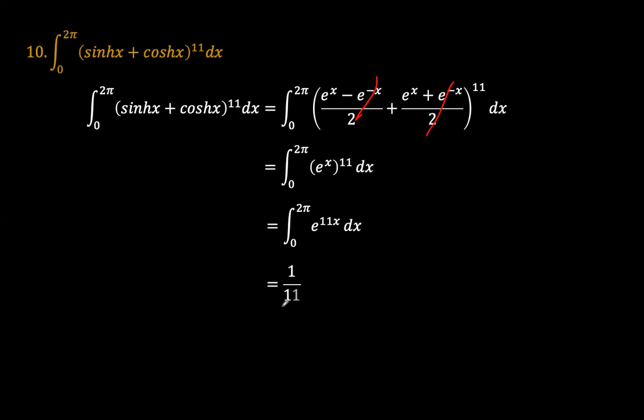So that becomes 1 over 11 e to the power 11x integrated from 0 to 2 pi. And when you apply the limits, we have 1 over 11 times e to the power 22 pi minus e to the power 0, which is 1. So this is our final answer.